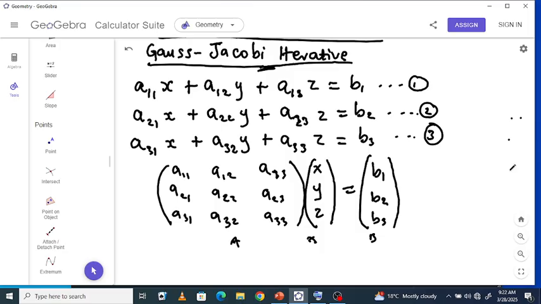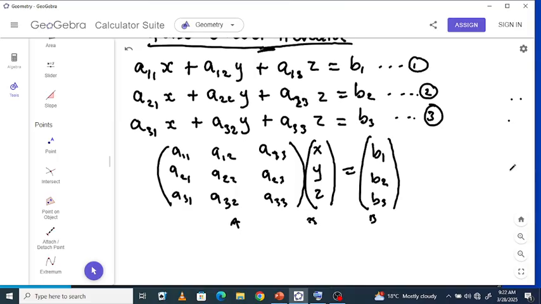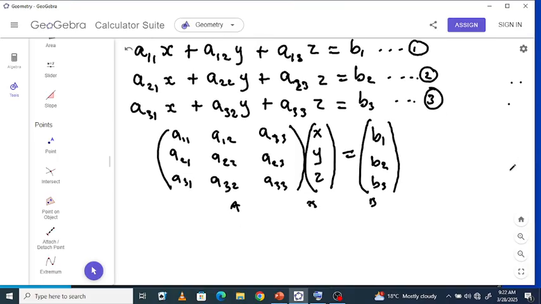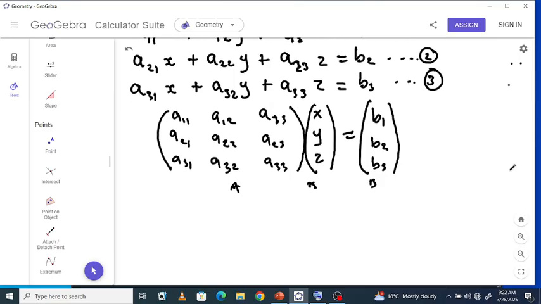Now for the Gauss Jacobi iterative scheme, you can see we have equation 1, 2, and 3. In equation 1, we make x the subject. In equation 2, we make y the subject. And in equation 3, we make z the subject. And that's how we will get the Jacobi iterative scheme.